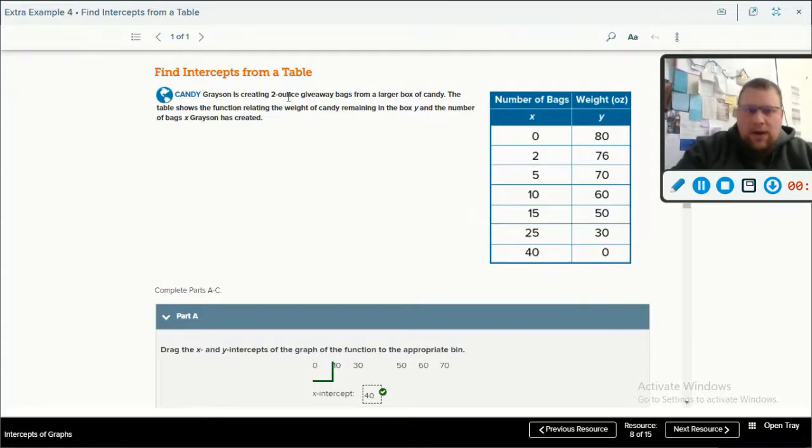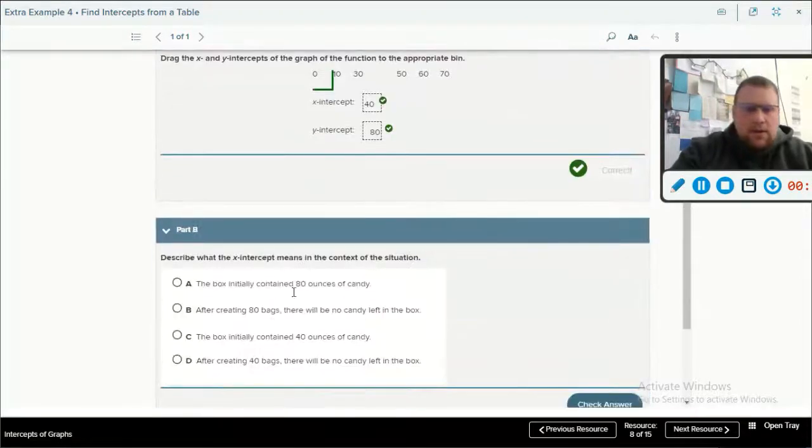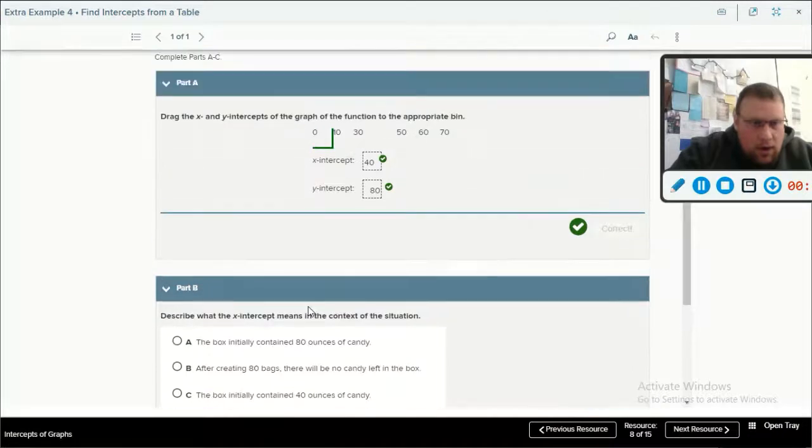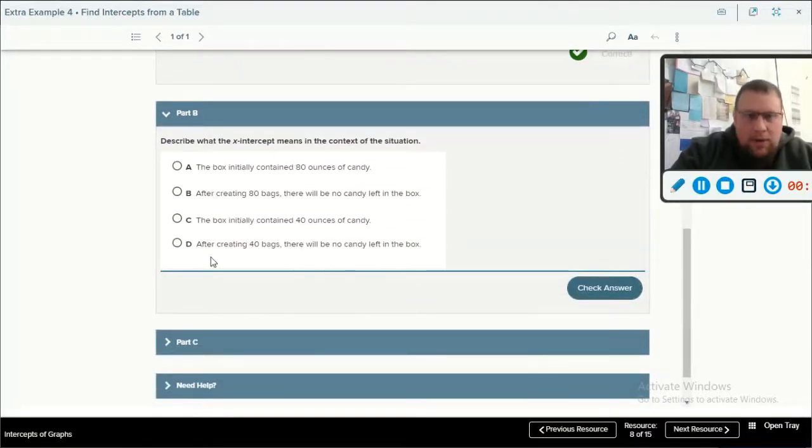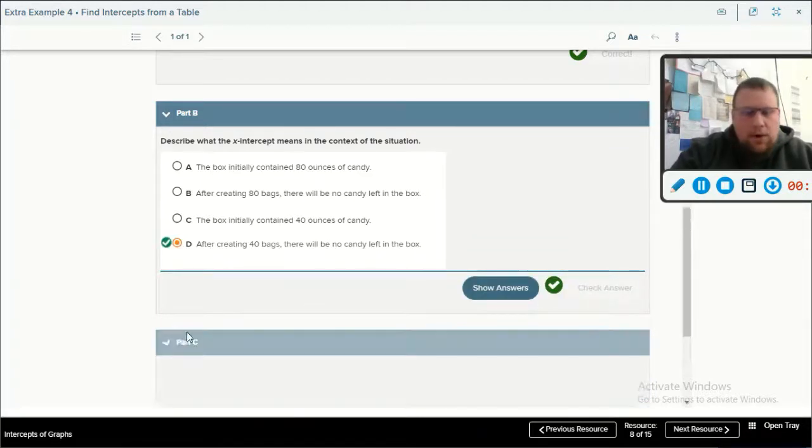So this x-intercept tells me if I make 40 bags, I have 0 ounces of candy left, which makes sense if there are 2 ounces a bag. Does it tell us how much candy is in the box? No, it doesn't. But kind of does, right? Because the y-intercept tells us that, but we'll get to that. So the x-intercept means that after creating 40 bags, there will be no candy left in the box. Boom.